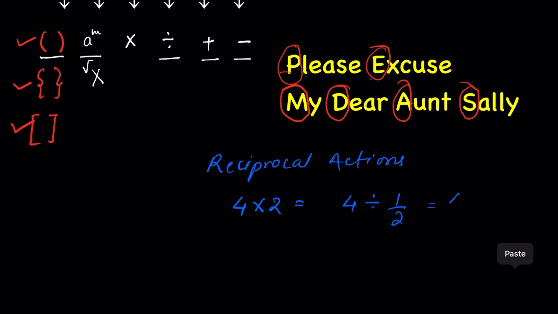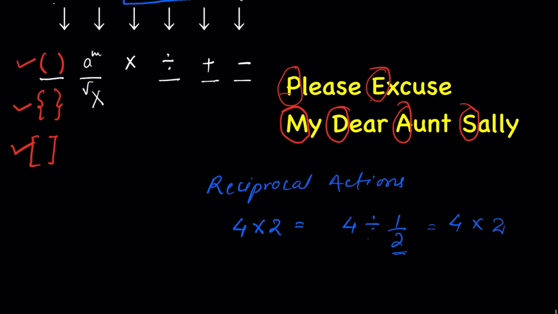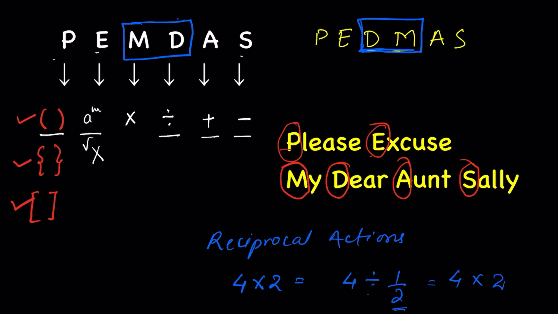Because then you can convert division into multiplication, and the number after that gets inverted, so it will be 4 times 2. So you see, division and multiplication are reciprocal actions. That's why they have equal priority. We cannot give precedence to multiplication over division or division over multiplication. But what to do when there is multiplication and division in the same line?